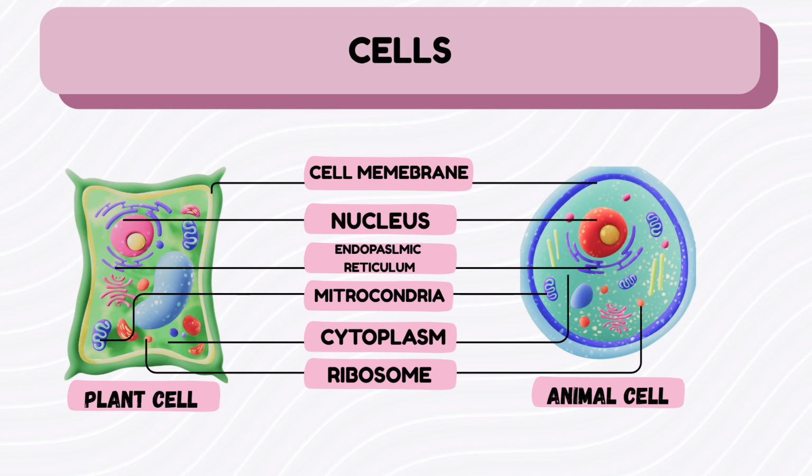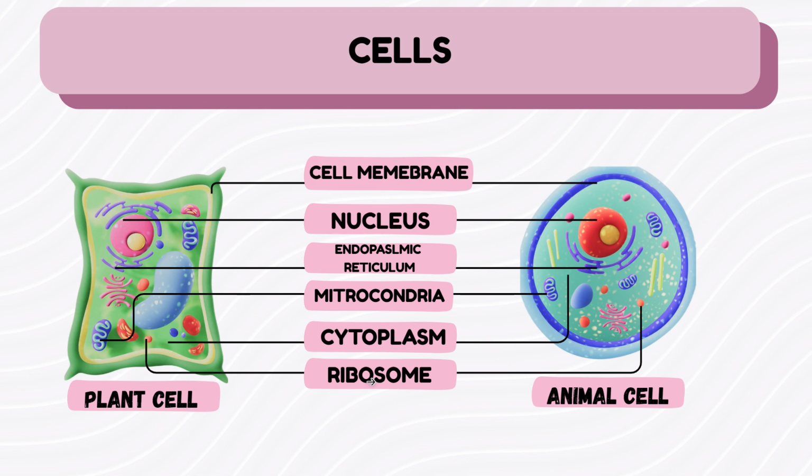Mitochondria, tiny power plants which generate ATP, which is the energy. The next one is cytoplasm. It is a jelly-like substance where every organelle floats. Think of it as a medium and a place where every reaction takes place.